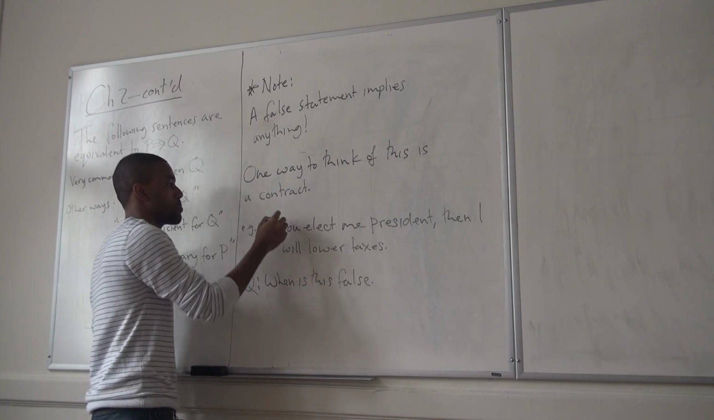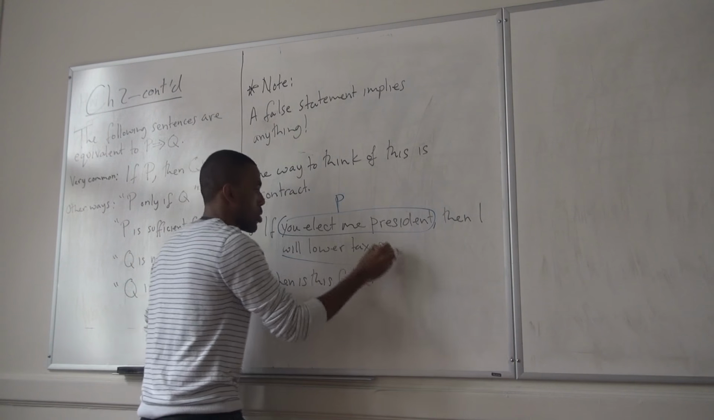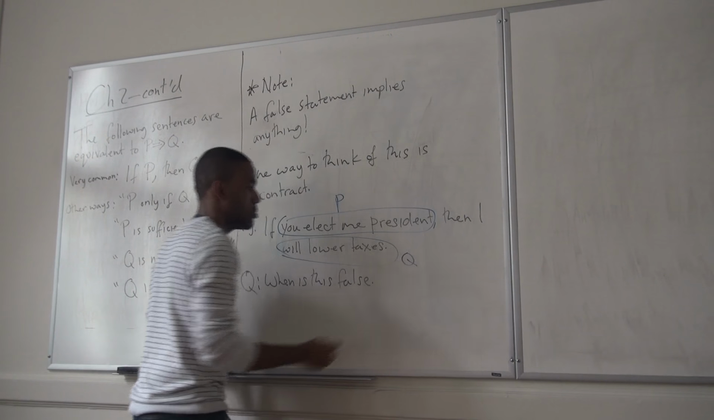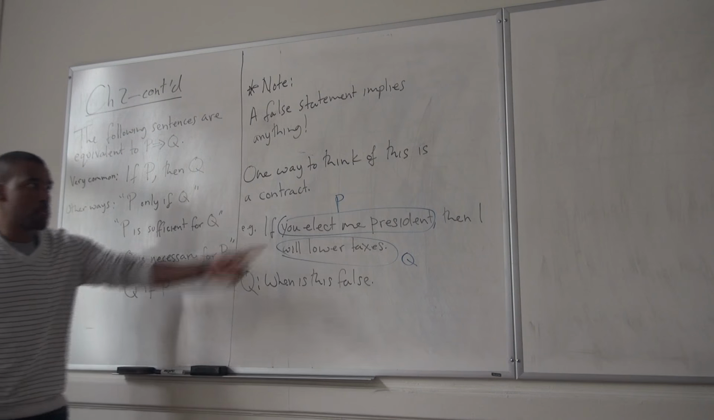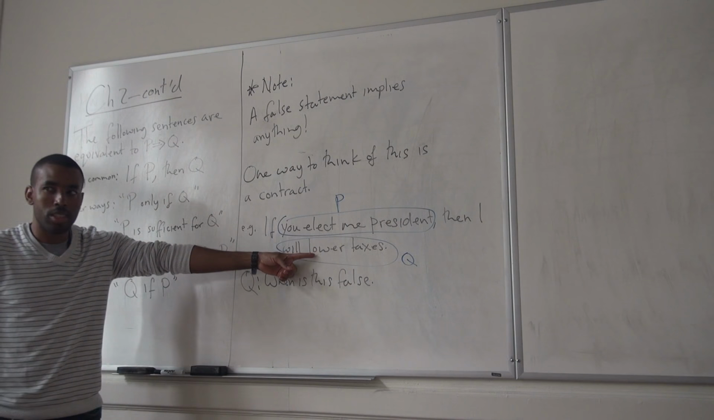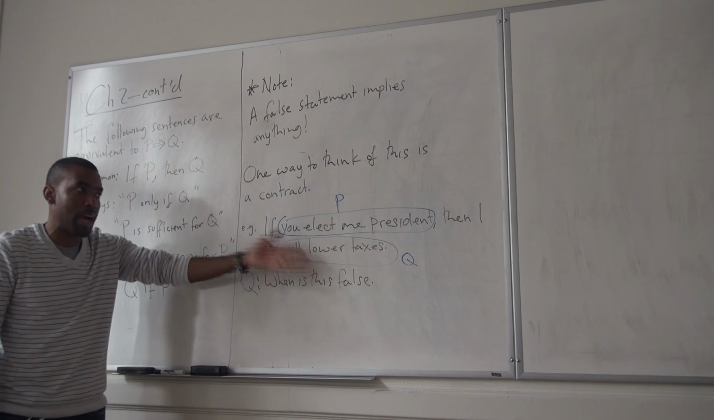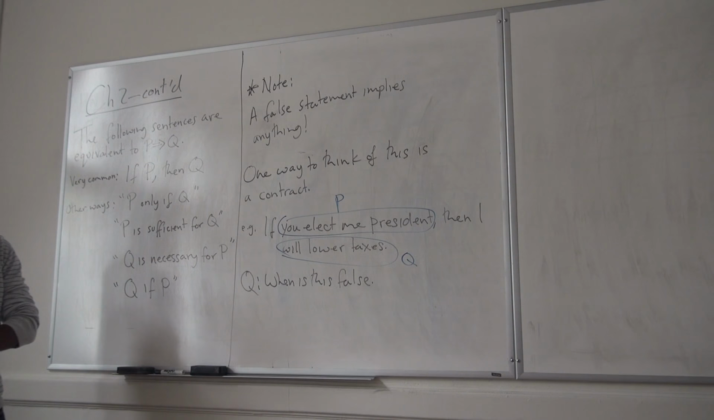So if you look at this as the P, and I will lower taxes as the Q, then if your P is true but your Q is false, then it's false. Like you said, if you did this, this would happen. If this happens, that will happen. That's what you said. But no, it's false.